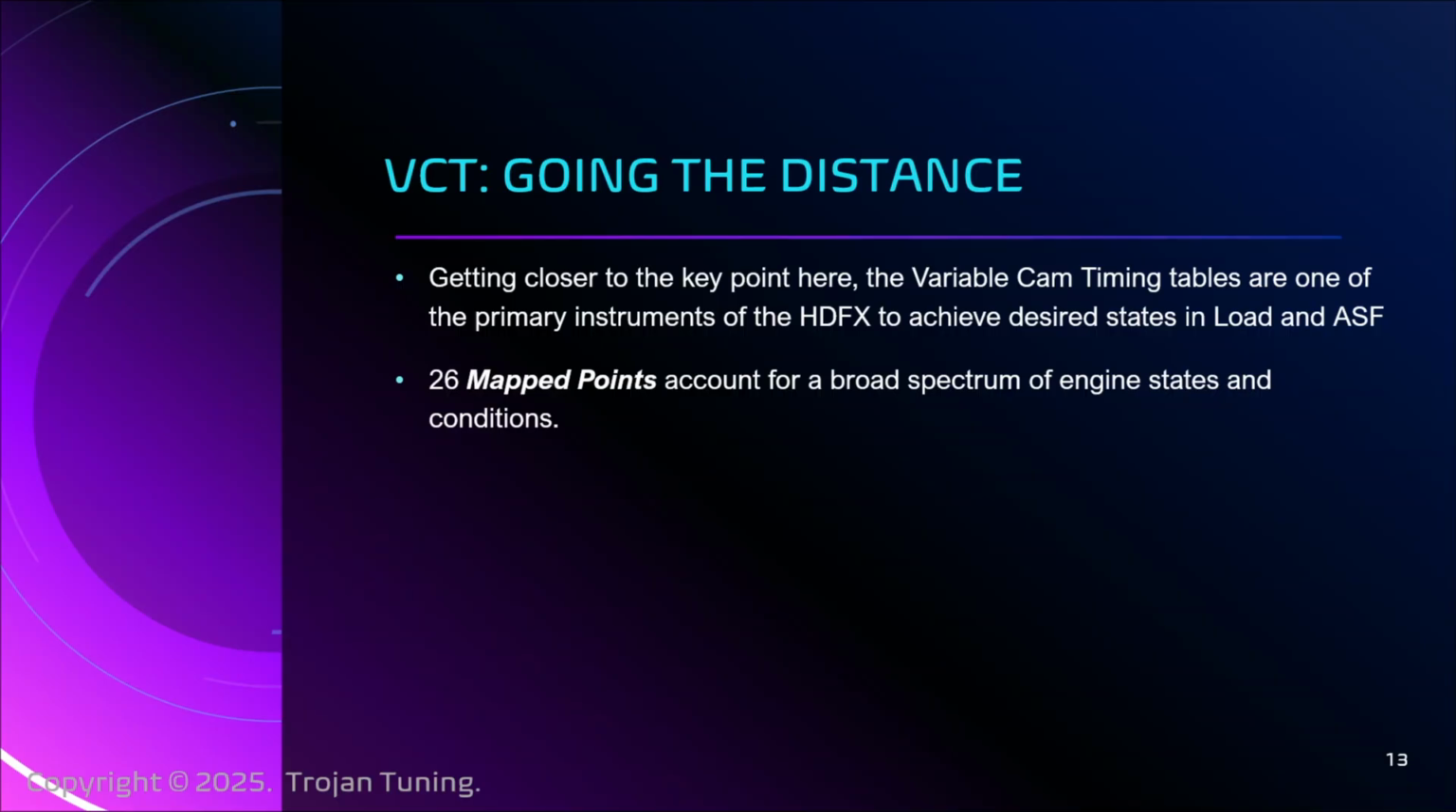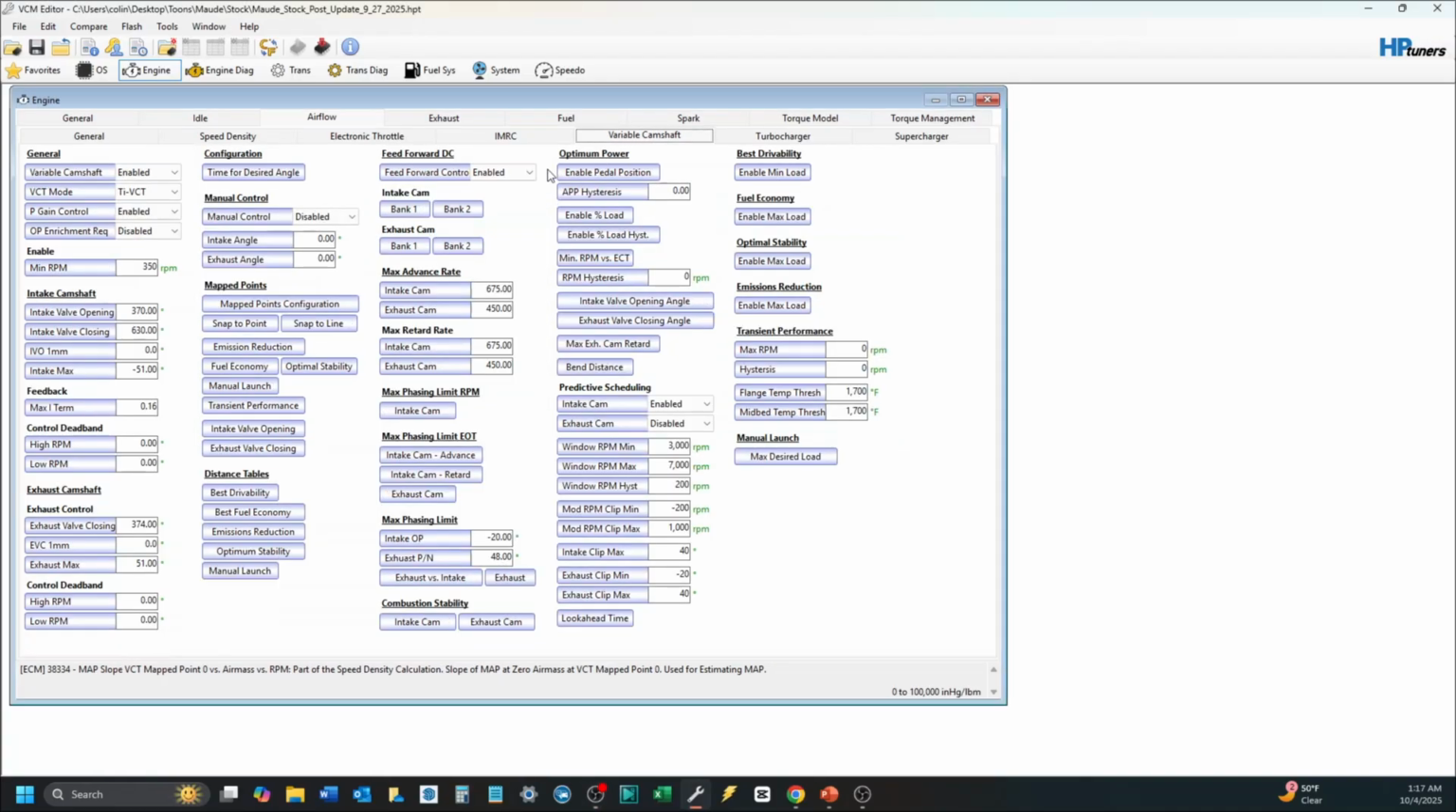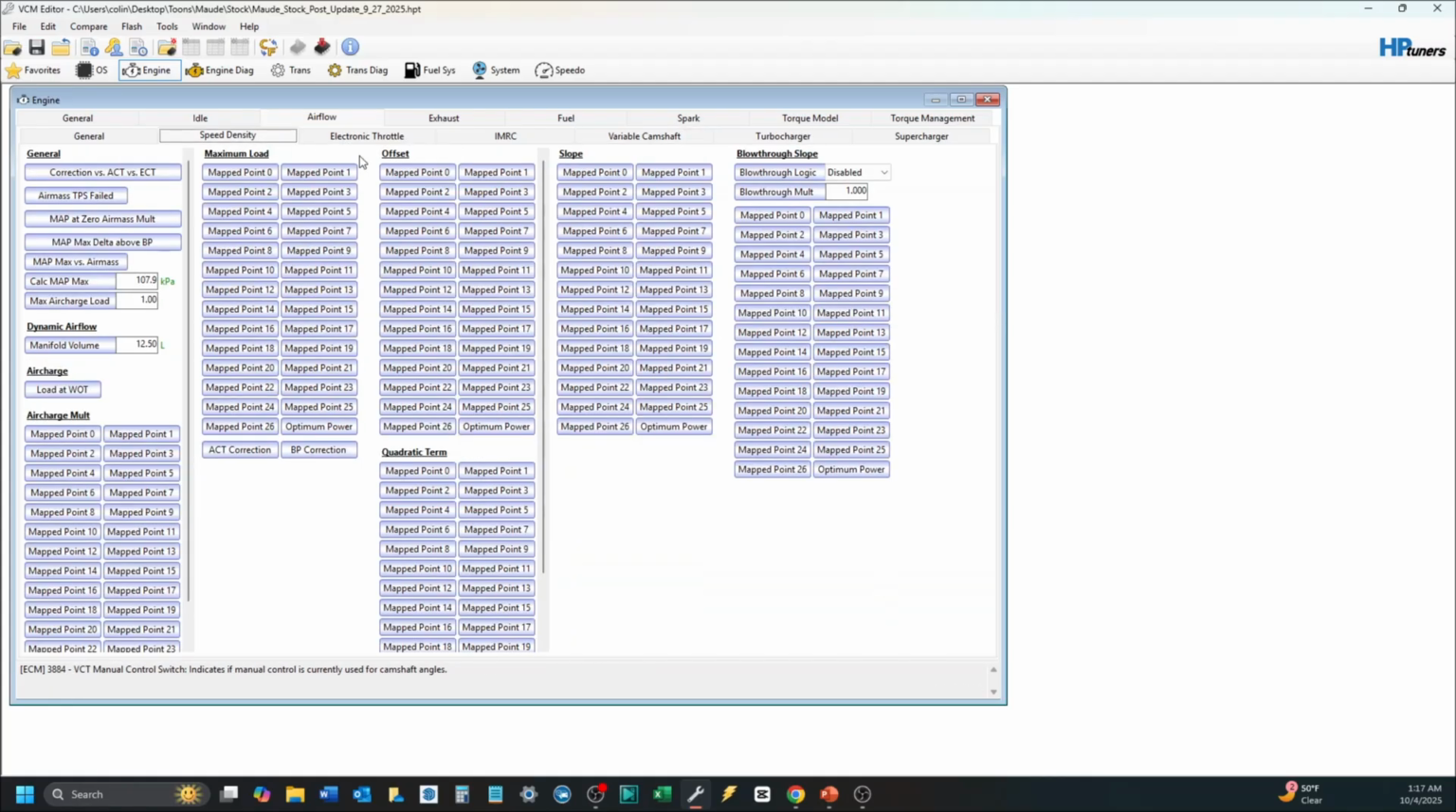Let's go ahead and if I come over to my software here, again, this is the tune I'm currently running, and you can see here under our airflow and our speed density, we have all of these different map points that we're accounting for. And if you come to the variable camshaft tables, and this is a sneak preview of what's coming at the end, you'll see that those map points are accounted for here in terms of the different VCT modes that are called. Fundamental stuff, right? Knowing how these 26 tables work and how we move through them.